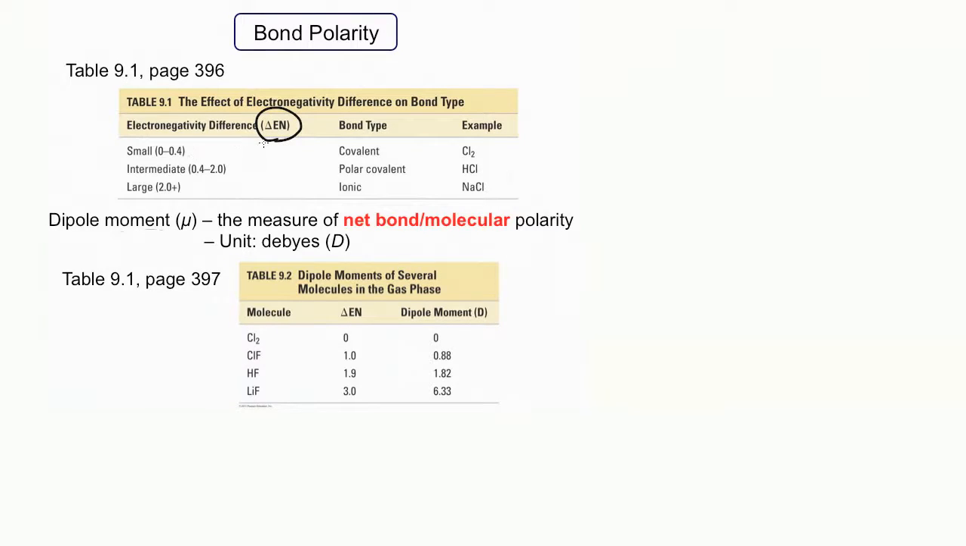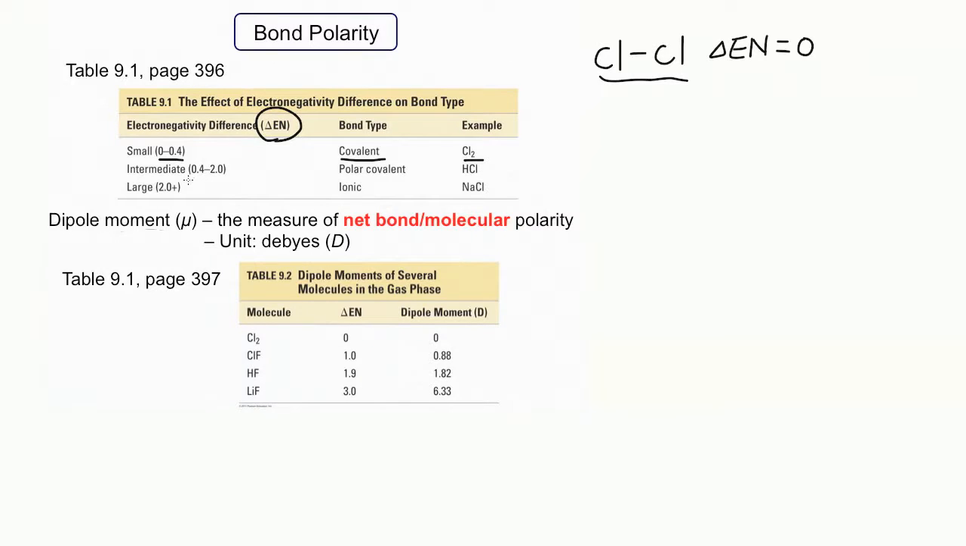If you have a delta EN between 0 and 0.4, we said that this bond is going to be a nonpolar covalent bond. One example here is a chlorine molecule, because the two chlorines have the same electronegativity. The electronegativity difference between the two atoms is 0, so they share electrons equally. So this bond is going to be a nonpolar covalent bond.